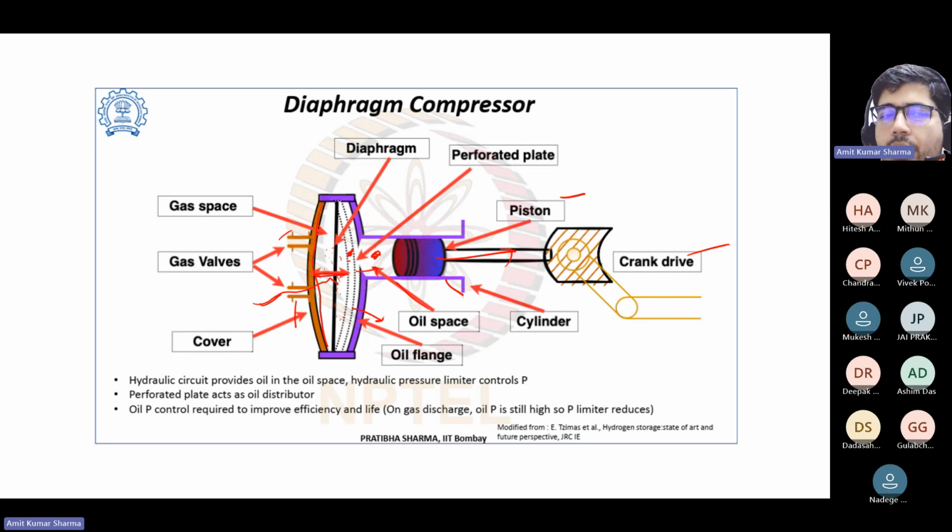Once this chamber is full, the piston goes upward. It will push this oil, and this oil will push the diaphragm and it will start moving in the left direction. At the end it is like this. The gas is totally compressed, and you open this valve and you can have the compressed hydrogen. Okay, so this is the basic working.